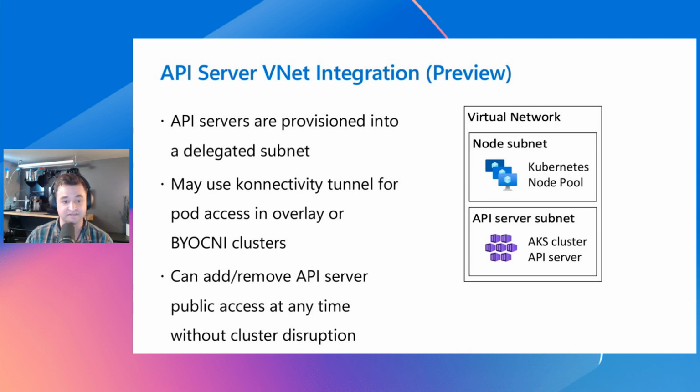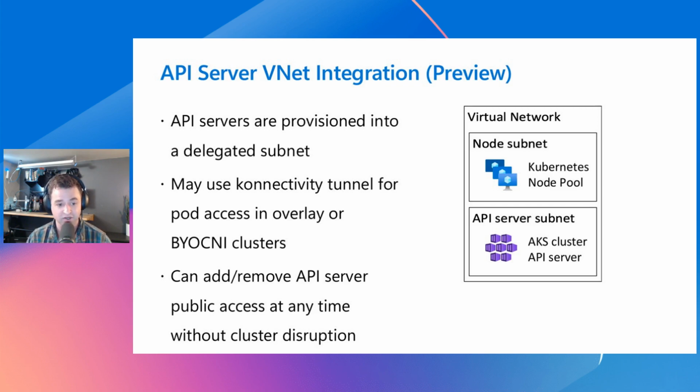Now, as a part of this, you have what's called API server VNet integration. So we already said that the control plane is hosted by Microsoft, which means that it's in a Microsoft VNet. It's controlled on there. In this case, if you turn this on while it's in preview, API servers are provisioned into a delegated subnet from your VNet. Now, this still also may use connectivity tunnel for pod access and an overlay network or a BYO CNI cluster. But what this still does is keeps that traffic directly within your VNet. So it's much more secure.